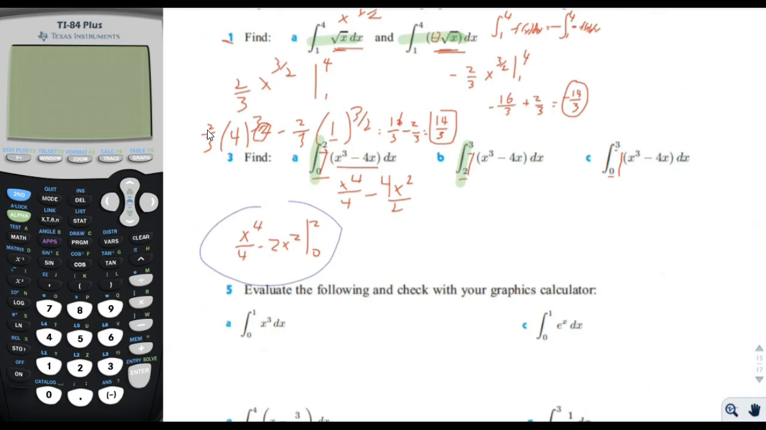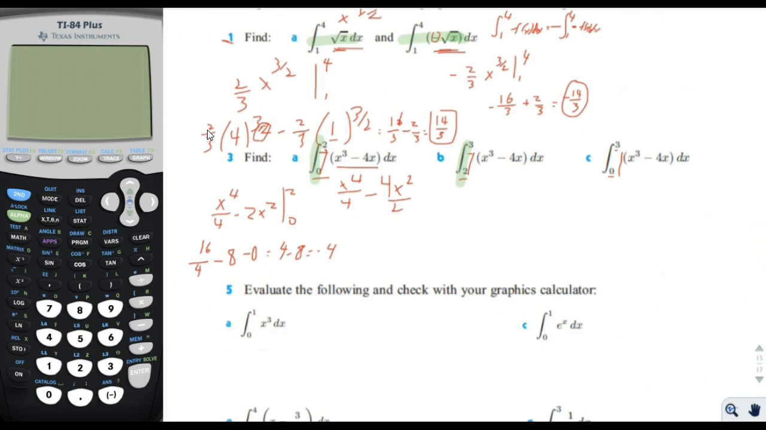2 to the 4th, which is 16. 16 fourths minus 2 squared, which is 4, times 2, which would be 8, minus 8. And then if we put 0 in for each of these, we would just get 0, so it would be minus 0. So we have basically 4 minus 8, which is negative 4, right? Okay, so that was for the first expression.